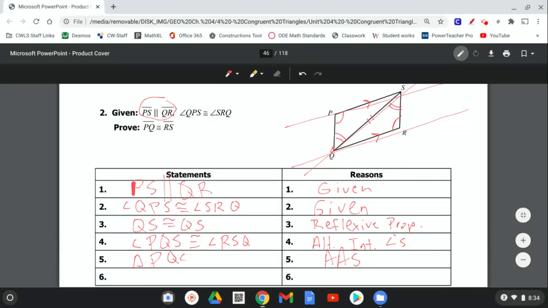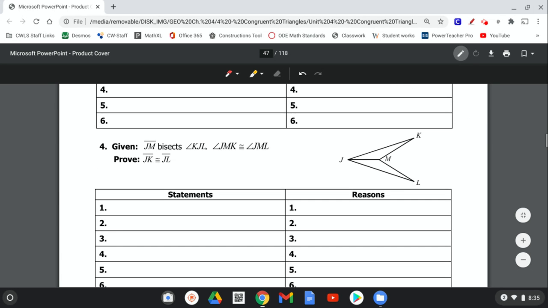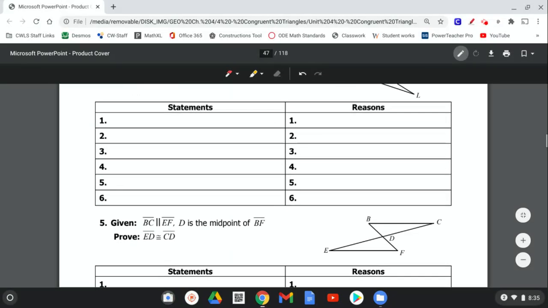P, Q, S. So if I do that, then I have to go, P has one mark, R has one mark. So it's going to be triangle R. And then I went to Q next. S has two marks, Q has two marks. So it's going to be RSQ. That's the reason. And then the last thing is we can put in that PQ is congruent to RS because of CPCTC. Okay, so that is that one. So guys, I'm going to do one more with you.